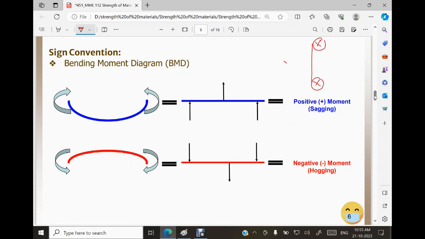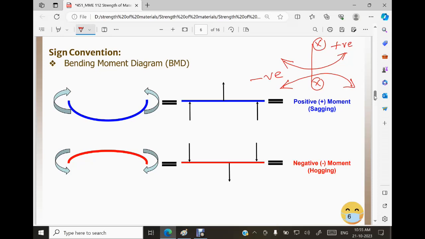Anything which is trying to bend the beam upward, whether on the left side or right side, we don't care. So we take any such bending moment as positive. Anything which is trying to bend the beam downward, on either the left side or right side, we will take as negative. This is the sign convention. Understand? So this is what we have here.